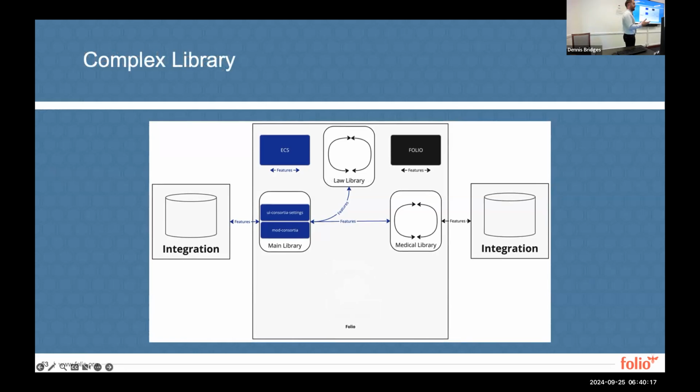And then the last one that you might think of this functionality suiting in certain scenarios would be what you might describe as a complex library, where there are either different physical locations that have different regulations or something along those lines. You have a main library, law library, medical library, similar idea.